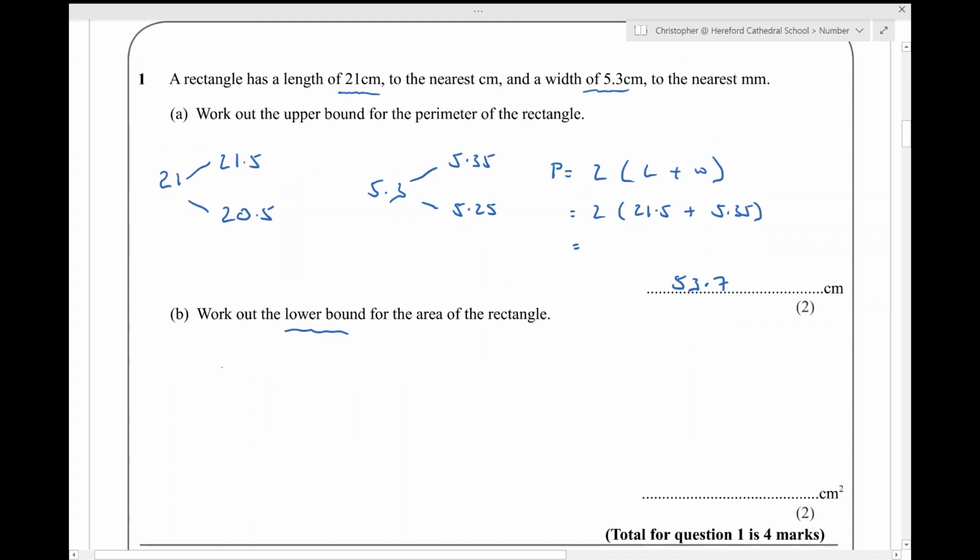Now work out the lower bound for the area of the rectangle. Well, to work out the area of the rectangle, we're going to do the length times the width, and if I want the lower bound, I'll use the lowest possible length and the lowest possible width. So this time I'm going to put 20.5 times 5.25 in my calculator to give me the answer 107.625. And that is question 1 sorted.